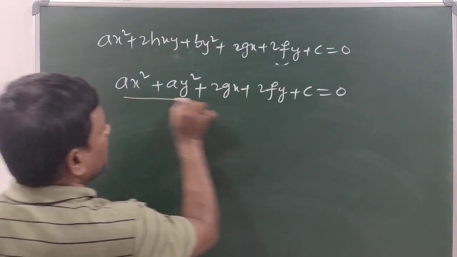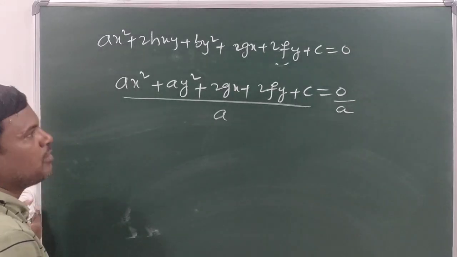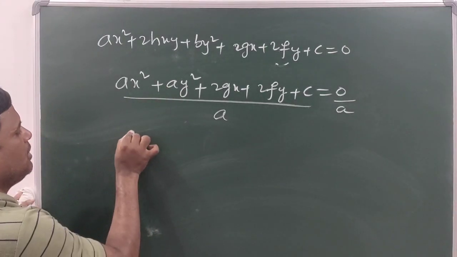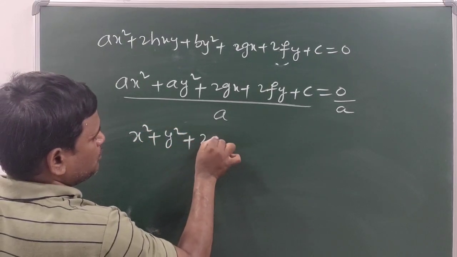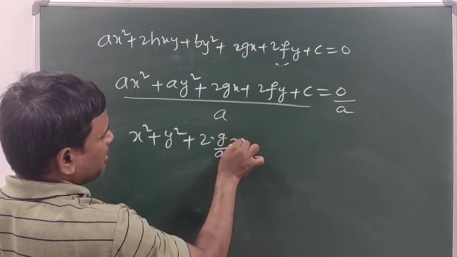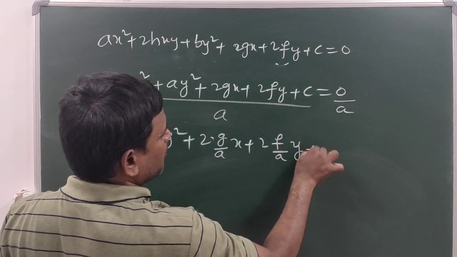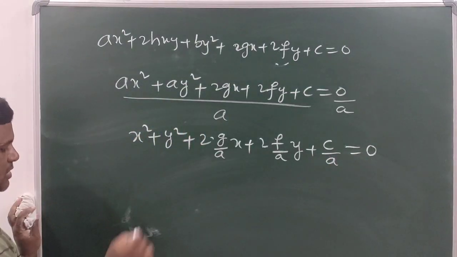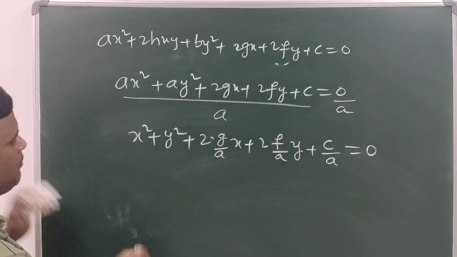In the next step, I am going to divide both sides with small a. Why? To make x square y square coefficient as 1. In the next step, here x square plus y square plus 2 g by a x plus 2 f by a y plus c by a is equal to 0. See what I am going to do in the next step.